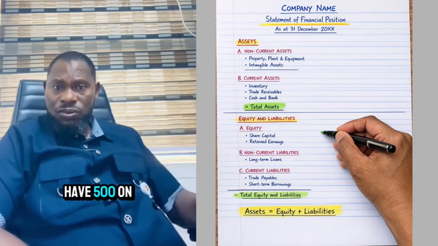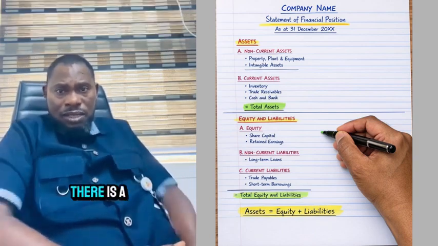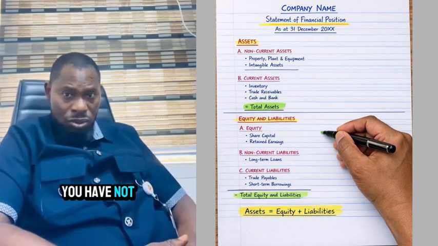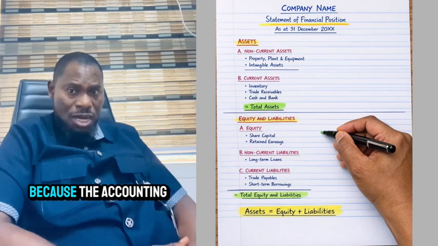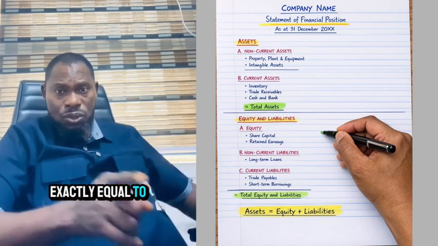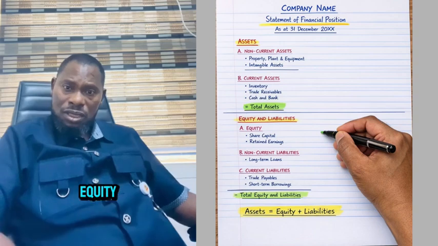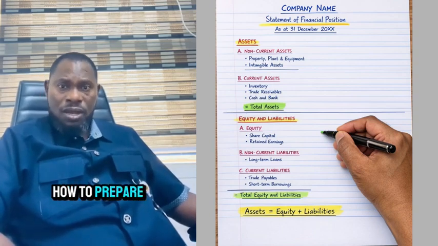But when you have 500 on the other side, and this side is giving you 300, there is a mistake. It means you have not put everything correctly, because the accounting equation says asset should be exactly equal to the summation of liabilities and equity. So this is how to prepare the balance sheet.